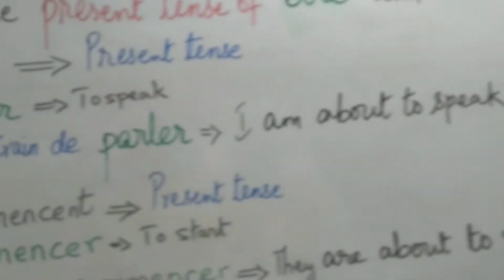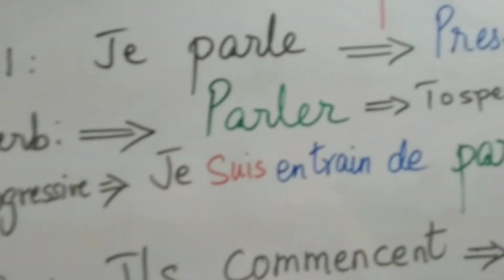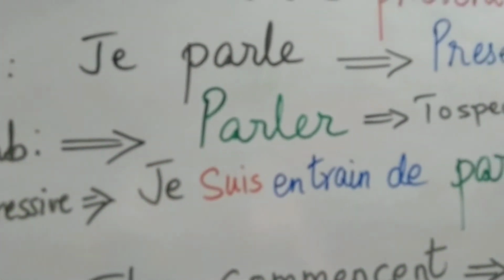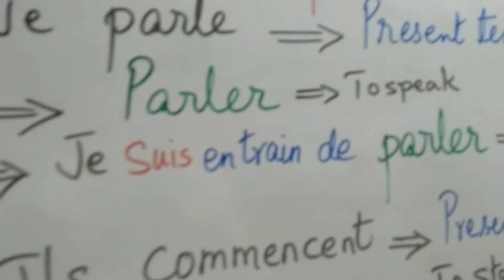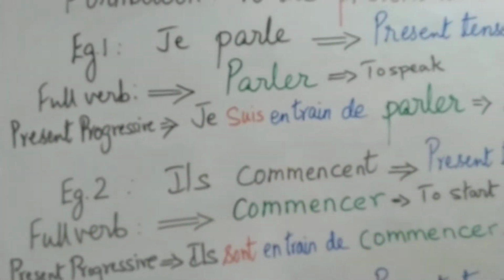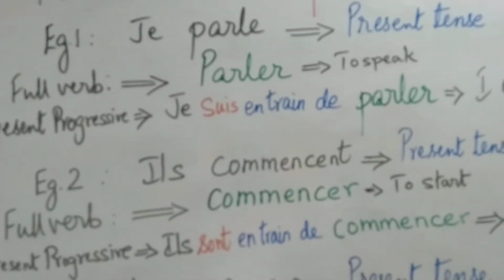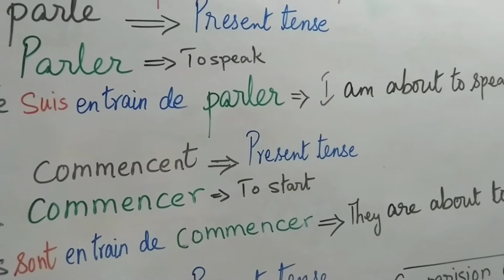We'll move on to a few examples now. The first example I have taken is je parle. The full verb for je parle is parler, which means to speak. And if you want to transpose this into the present progressive, it will become je suis en train de parler. I am about to speak.